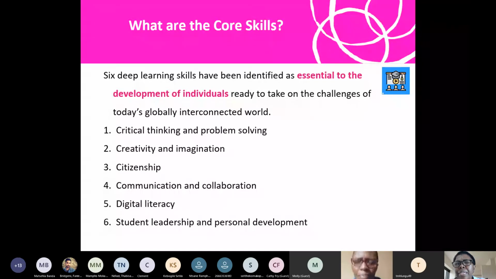I am tempted at this point to look at what we did in the past 3 weeks to see how these core skills fit in terms of the partnerships. I will take the lessons that we have conducted in the past 3 weeks.